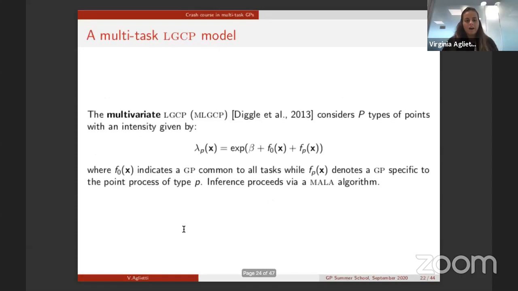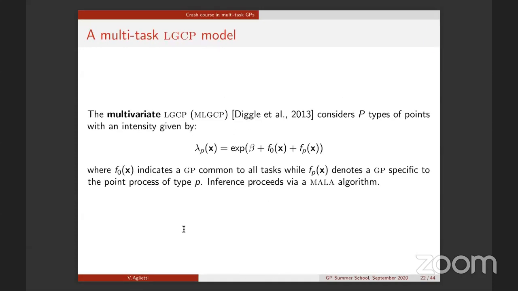Okay. So again, this is one of the multivariate models that can be used for point processes. As it was originally developed, inference for this type of model proceeded through a MALA algorithm, a sampling method that made it extremely computationally intensive. Now, this is only one model.